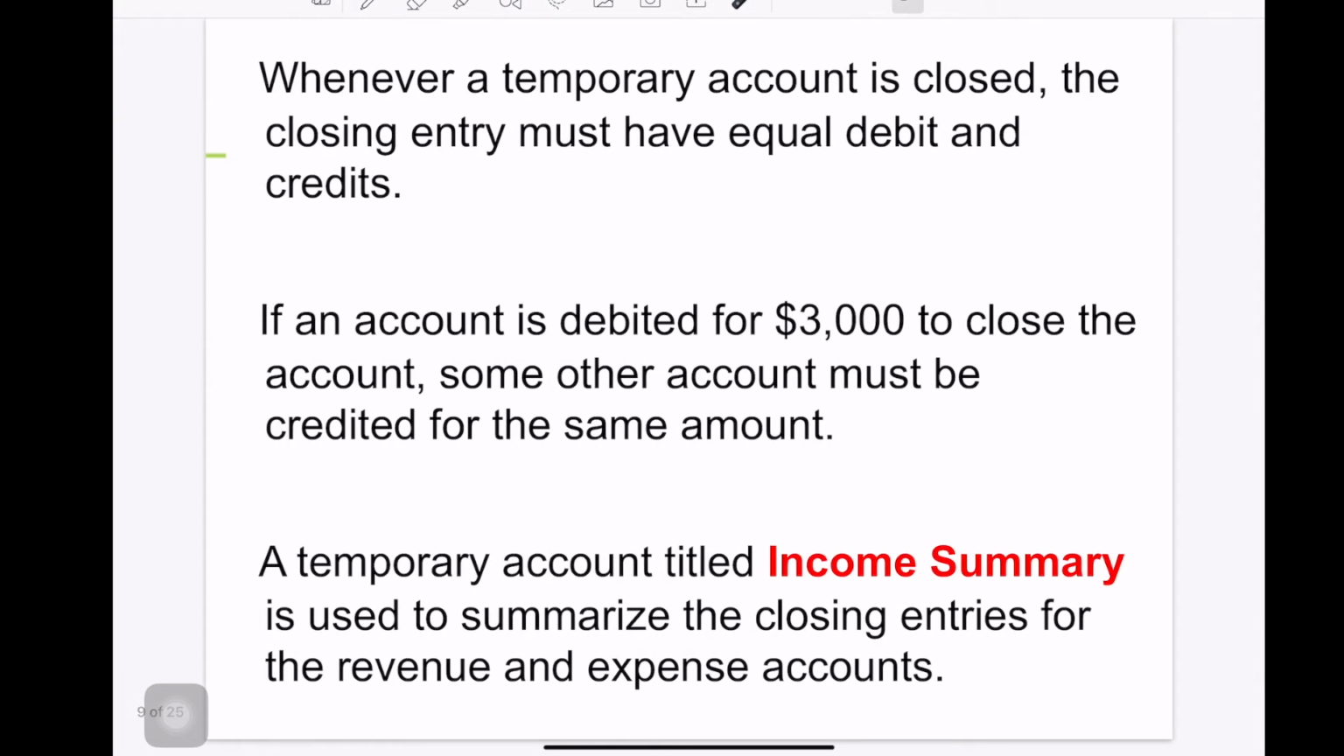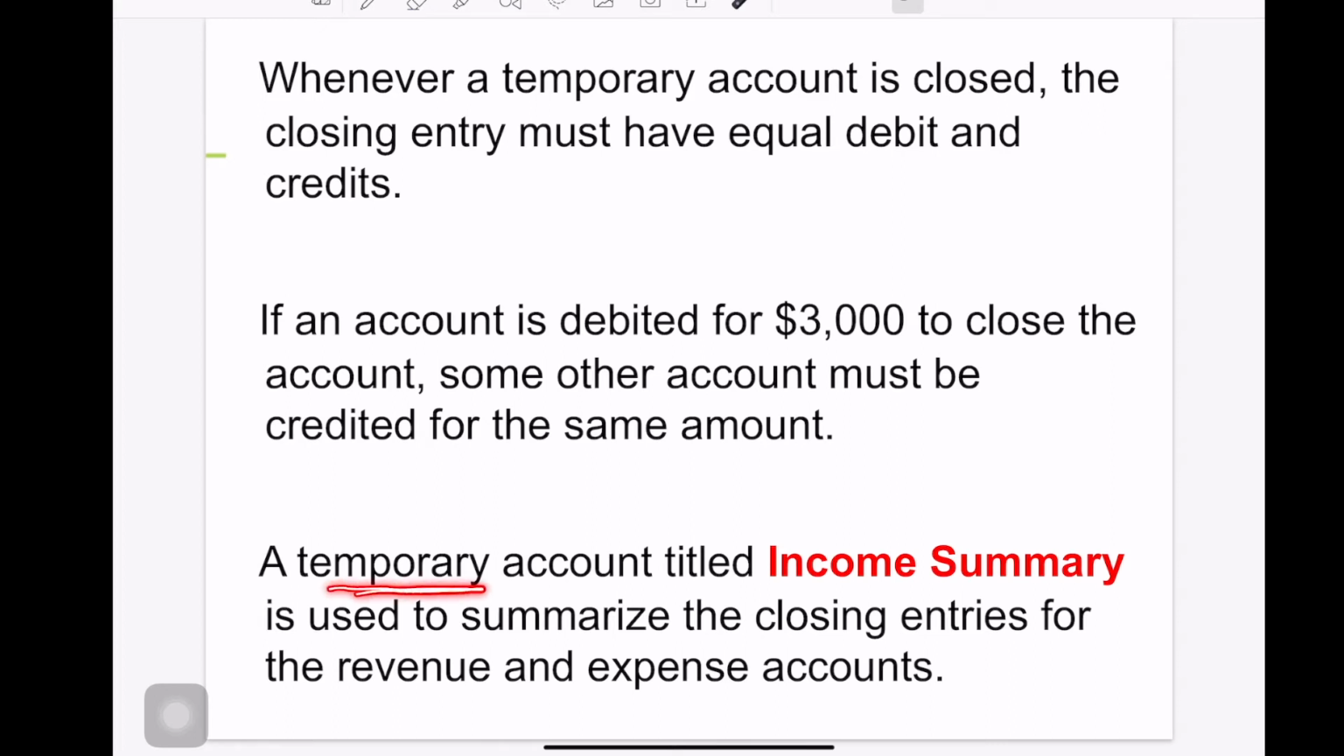Whenever a temporary account is closed, the closing entry must have an equal debit and credit. If an account is debited for $3,000 to close the account, some other account must be credited for the same amount. Remember, our debits must always equal our credits in our journal entries.